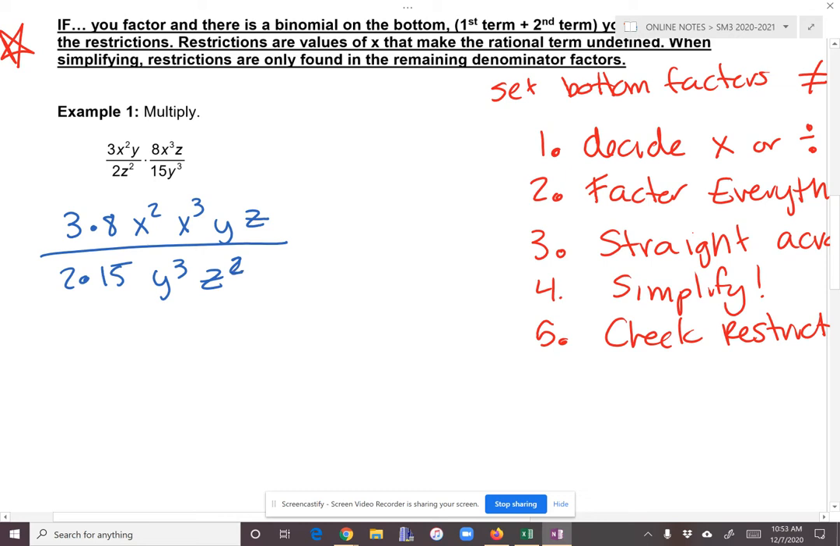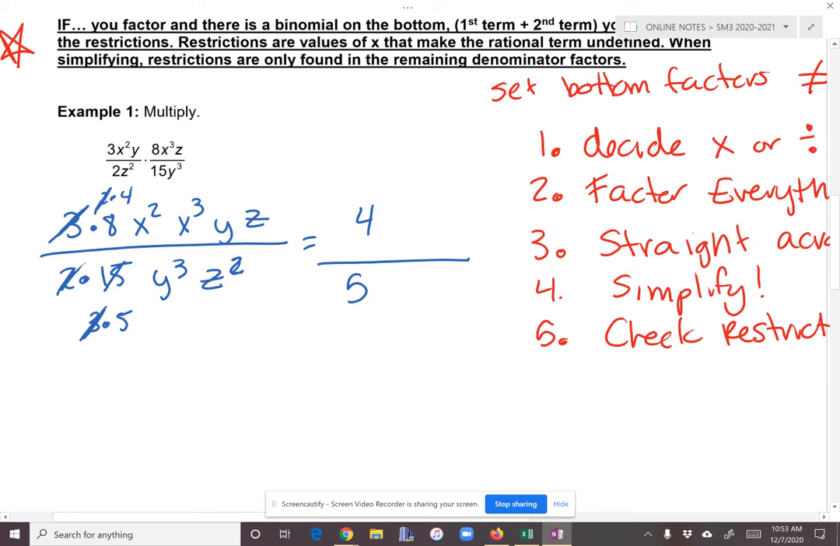When we simplify that, I don't like to combine things because I want to simplify before I make things big. The first thing I notice is 15 is 3 times 5, and I'm going to cross out the 3's. And 8 is 2 times 4, and I'm going to cross out the 2's. So all I'm left with on top is a 4, and on bottom I have a 5.